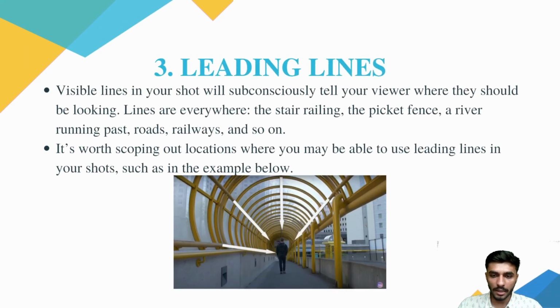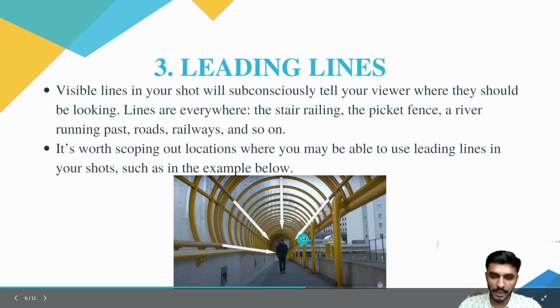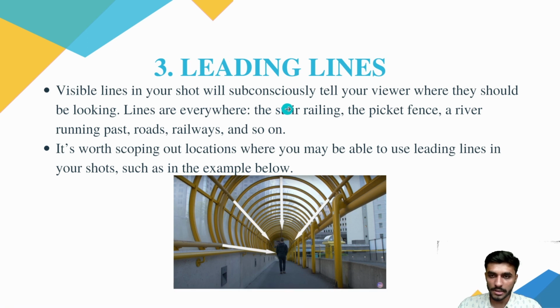The next principle is leading lines. As the name suggests, in your frame, there will be lines which will be leading to your object. Like in this photo, you can see that the iron bars are leading to the main object, that is the man. Visible lines in your shot will subconsciously tell your viewer where they should be looking. Lines are everything: the stair railing, the picket fence, a river running past, roads, railways, and so on. It's worth scoping out locations where you may be able to use leading lines in your shots, such as the example given below.